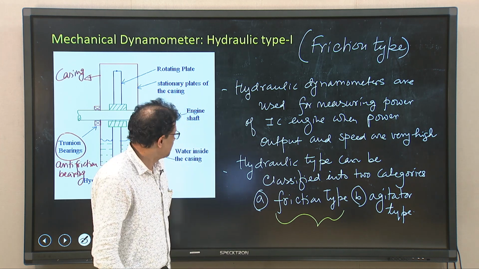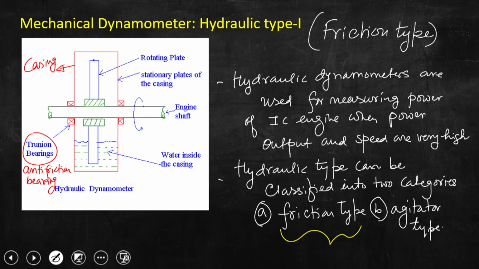So, let me repeat once again, the plate is mounted on the engine shaft, and the shaft is rotating. So, this plate also will rotate, and while rotating, that energy will be dissipated to water. That water is playing a role as the mediator to transfer momentum from this rotating plate to this stationary plate. Since the stationary plate is connected to the shaft through an anti-friction bearing, the tendency of this stationary plate also will be to rotate as the momentum is getting transported from the rotating plate to the stationary plate.